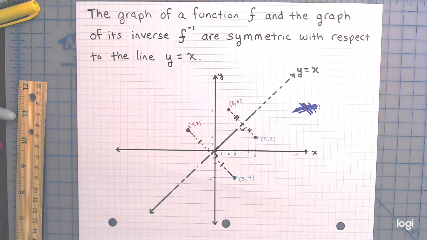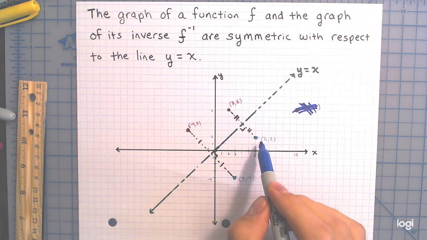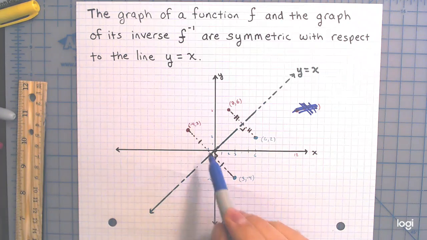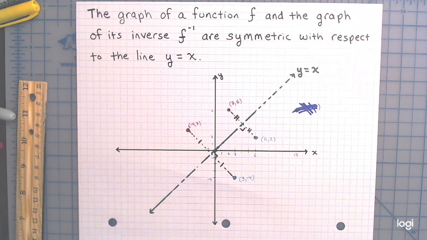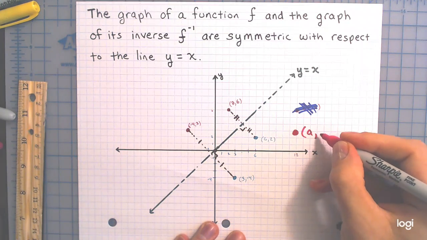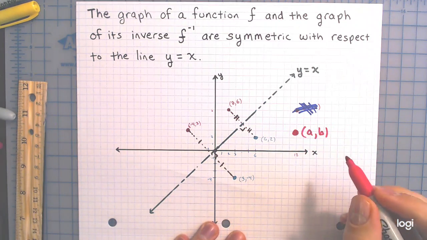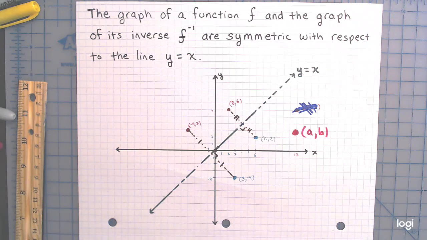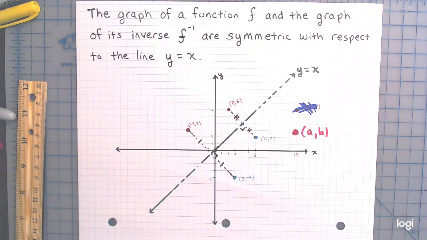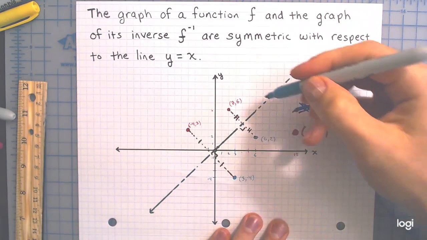I apologize. So (2, 6) to (6, 2), reflection across y equals x. (-4, 3) to (3, -4), a reflection across y equals x. And really, in general, if you take any point with coordinates, say (a, b), they will reflect across the line y equals x when you take the inverse to the point (b, a).